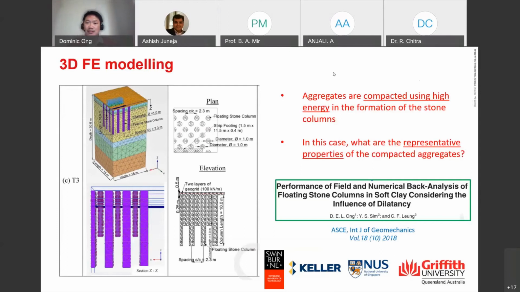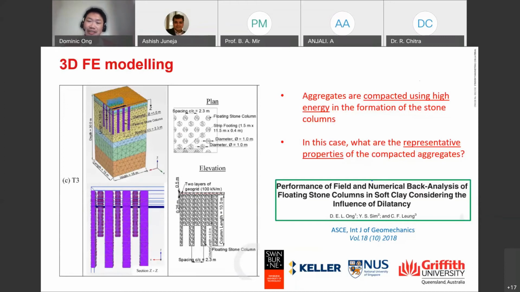As we know, the stone column materials are individual or isolated aggregates, and they are compacted using a vibro, which uses a lot of compaction energy to compact the granular material to form the stone columns. So in this particular case, what are the representative properties of the compacted aggregates? That's a big question mark. Now, bear in mind, what we are doing here is a back analysis, which means we are given the requirement to find out what is actually happening. It's like forensic engineering.